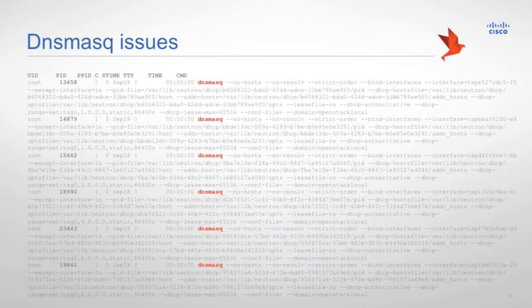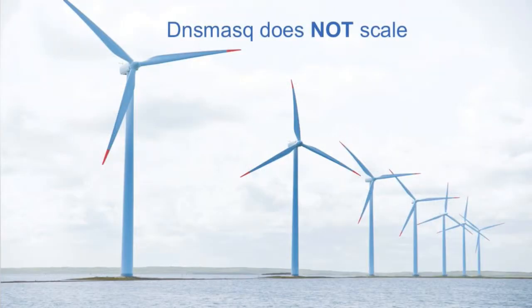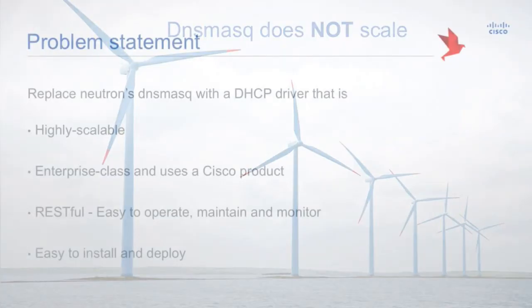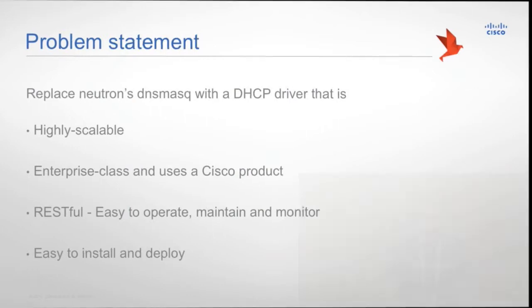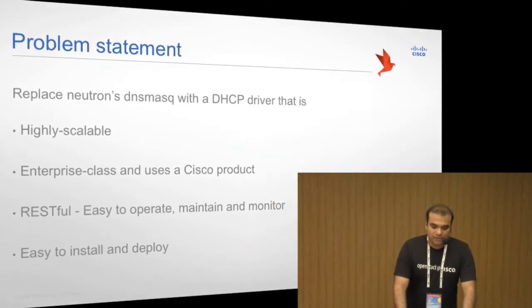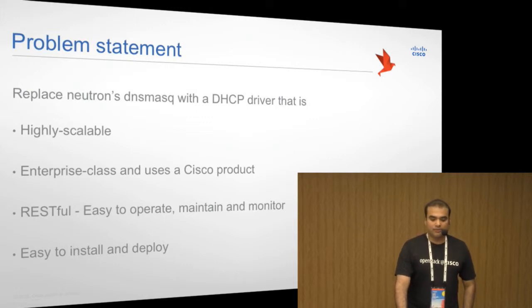So this is just a screenshot of the PS output that shows six Dnsmasq processes. So we found out that Dnsmasq does not scale in our lab testing, and we decided to replace it with Cisco's enterprise class solution. So this was the problem statement for the plugin we developed: replace Neutron's Dnsmasq with a DHCP driver that's highly scalable, enterprise class, and uses a Cisco product. It's easy to operate, supports REST API, and is very easy to install, deploy, and upgrade.